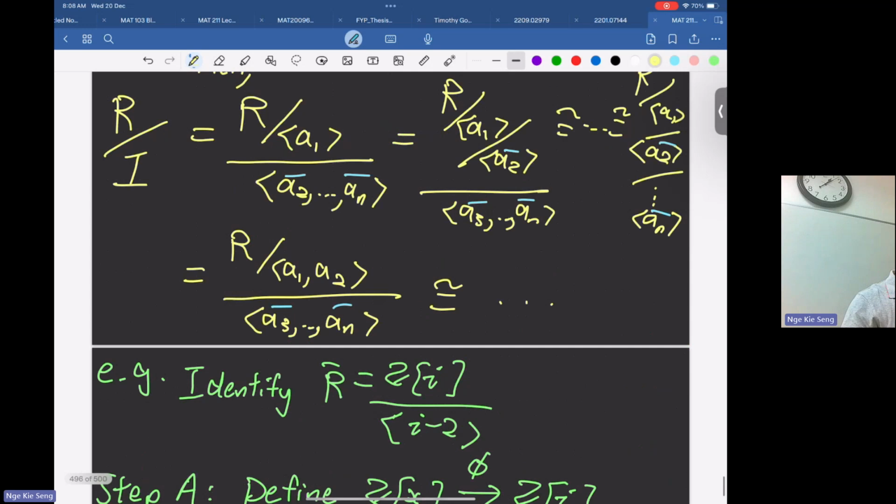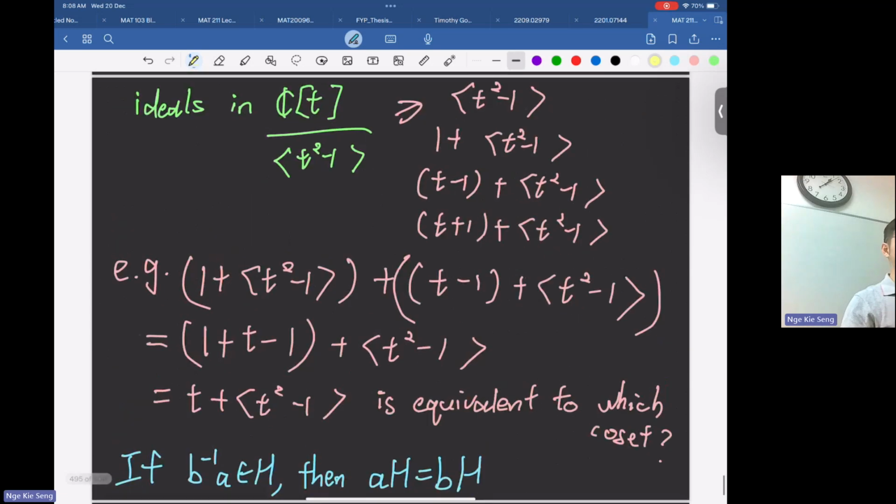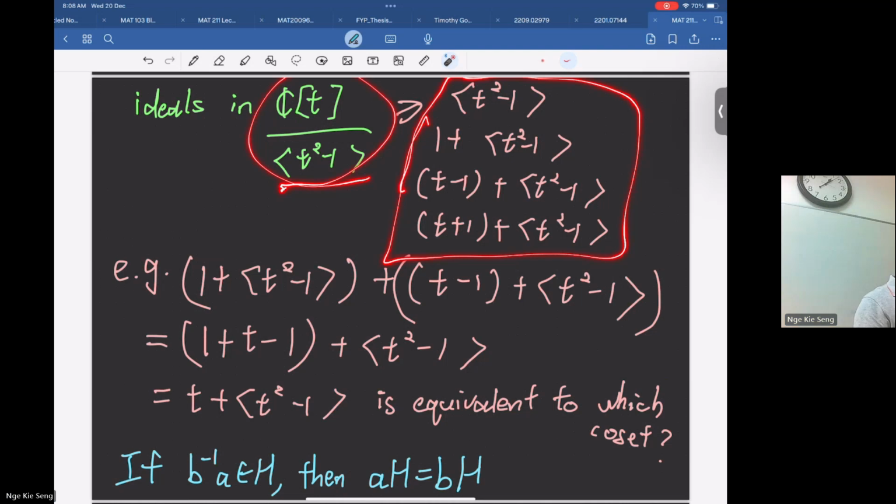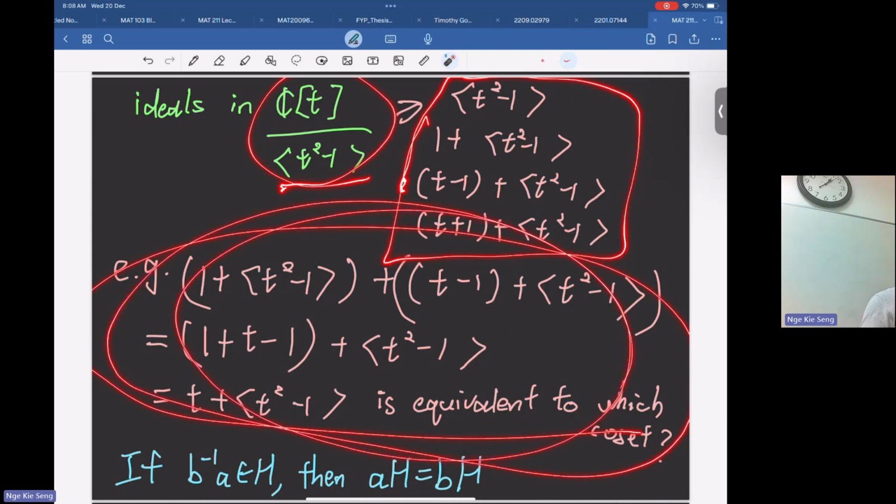Did anyone try the question I gave you last time? Show that t plus t squared minus 1. Okay, so first of all, you look at the ring of C[t] quotient by t squared minus 1, and then look at these ideals here. Did anyone try to work out this example?